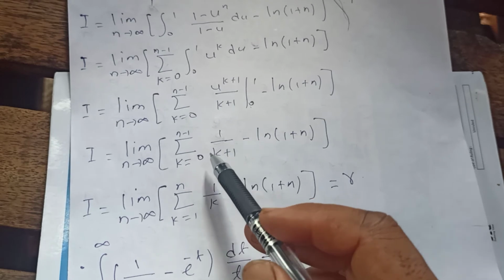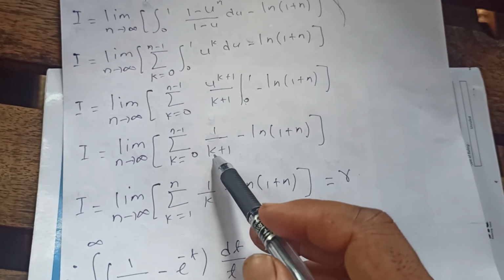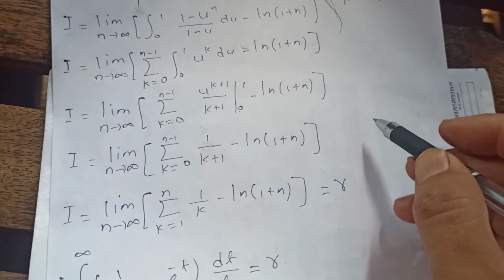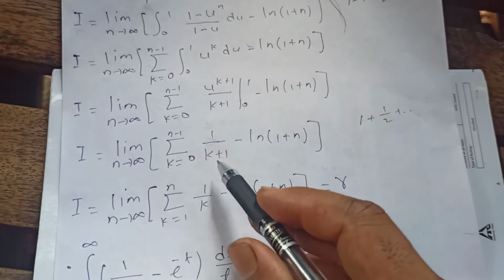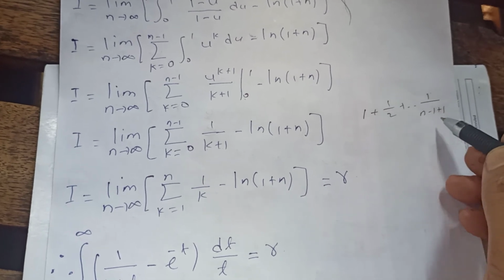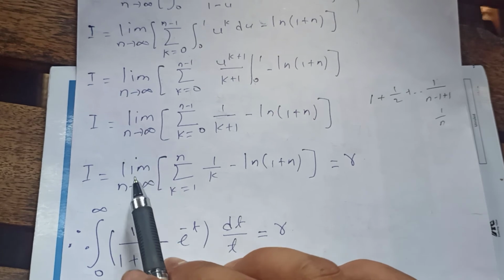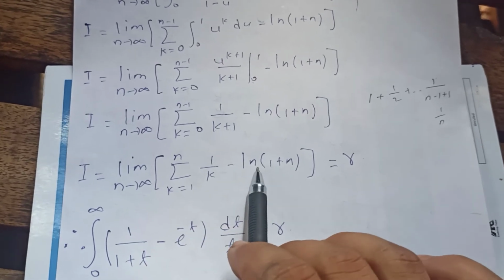Now when k is 0, k+1 means this will start from 1. It starts from 1, 1/2, and so on, like 1 + 1/2 + and so on. When k tends to n-1, you get 1/(n-1+1), which is actually 1/n. So in other words, we can write the limit as n tends to infinity of the sum from k = 1 to n of 1/k minus log(1+n).